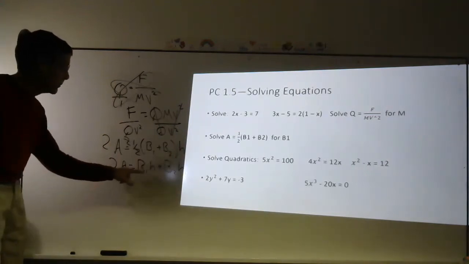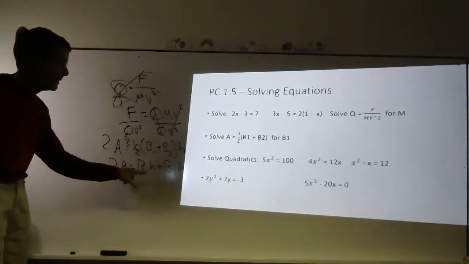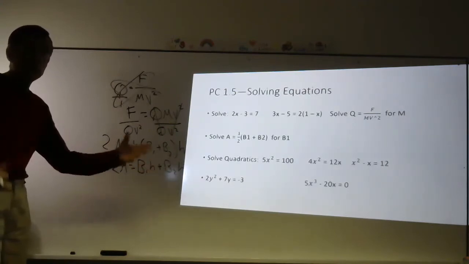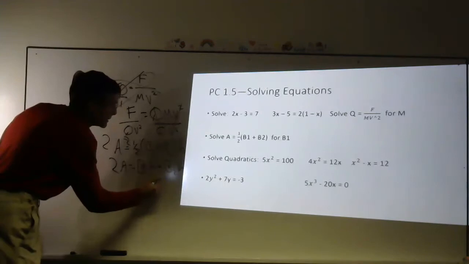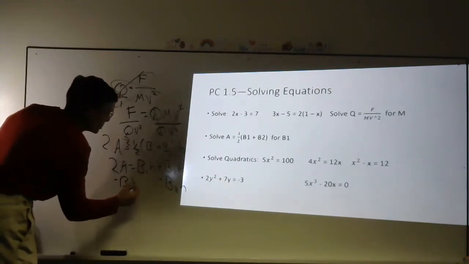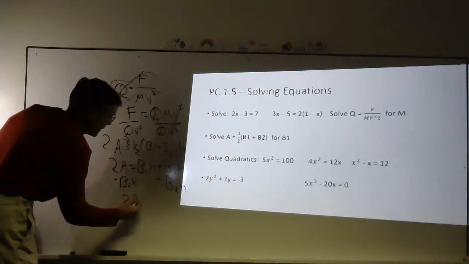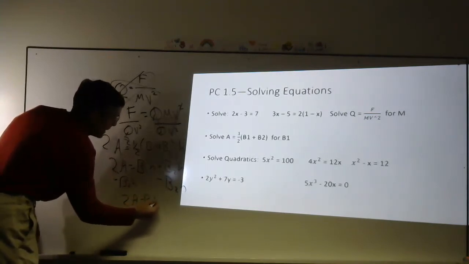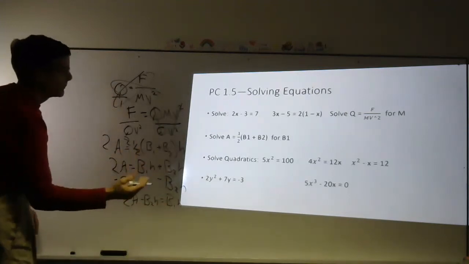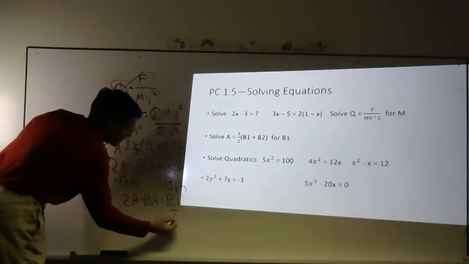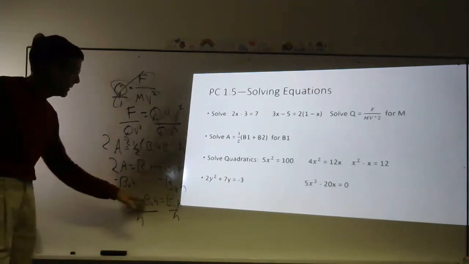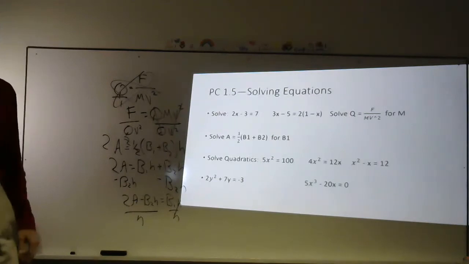And I want to solve it for b1. So I want to get b1 by itself here. I have to get rid of a positive b2h. How do you get rid of a positive? You subtract b2h, and I'm left with 2a minus b2h equals b1h. So I want to solve for b1, divide by h. There it is. The h's go away. 2a minus b2h all over h.